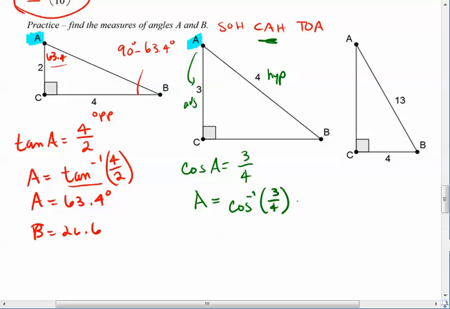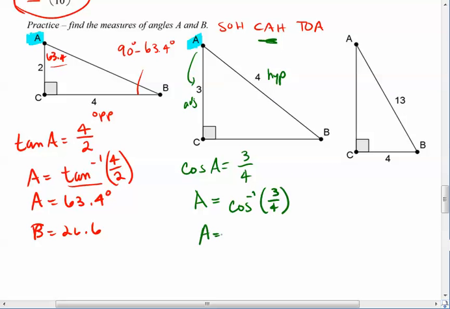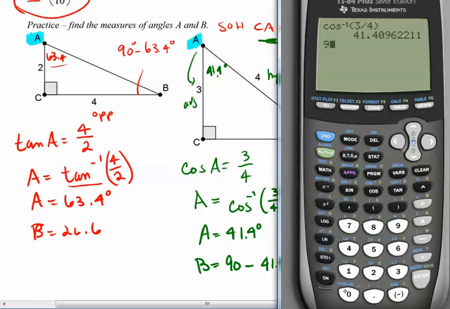So I bring up my calculator. Here we go. The inverse cosine of 3/4 is about 41.4 degrees. So A is about 41.4 degrees. For B, I simply need to subtract from 90. Remember, you can just do 90 minus the answer from your previous problem, and you get 48.6 if we round to the tenths place.